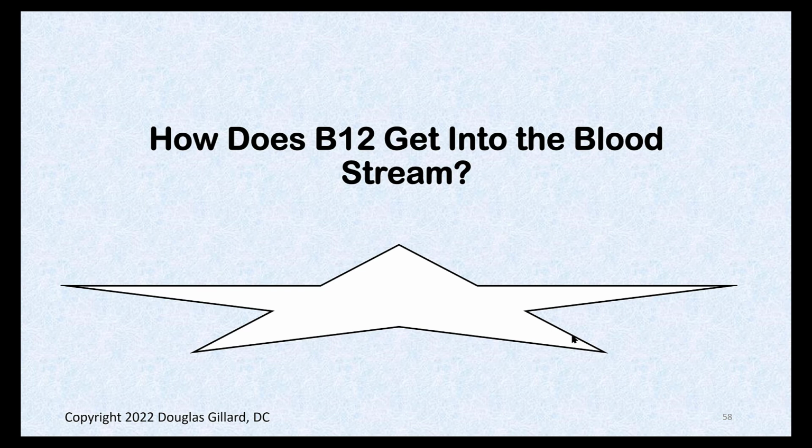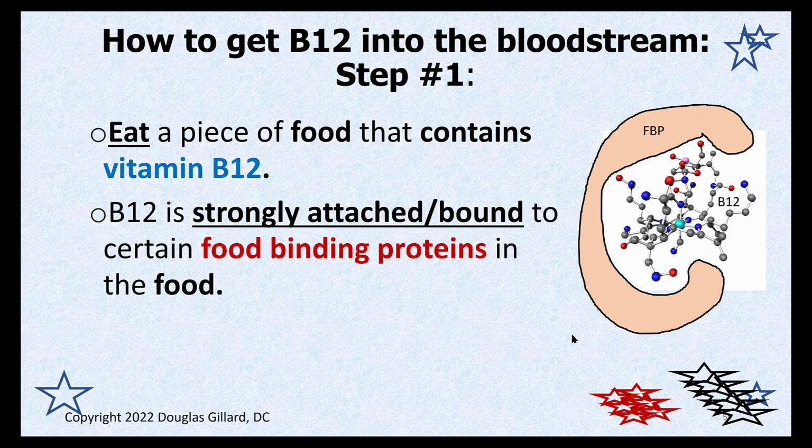So big giant star here. You're going to be tested on this pathway. How do you get vitamin B12 into the bloodstream? We're so dependent on it. First step is you have to eat an egg. You have to eat something that has vitamin B12 in it.